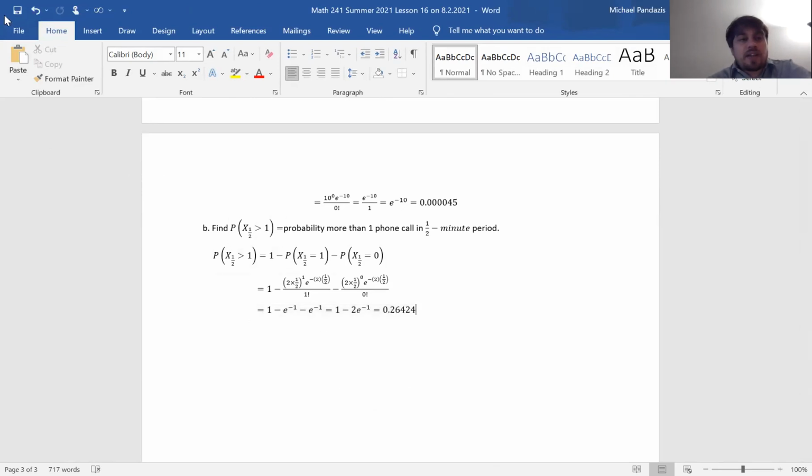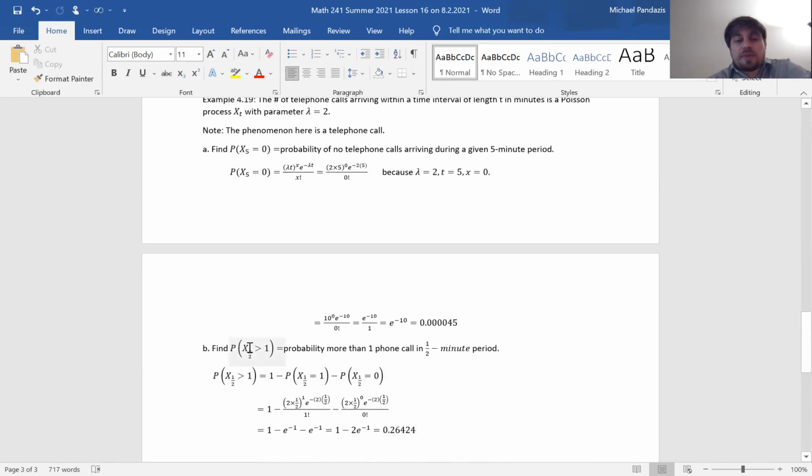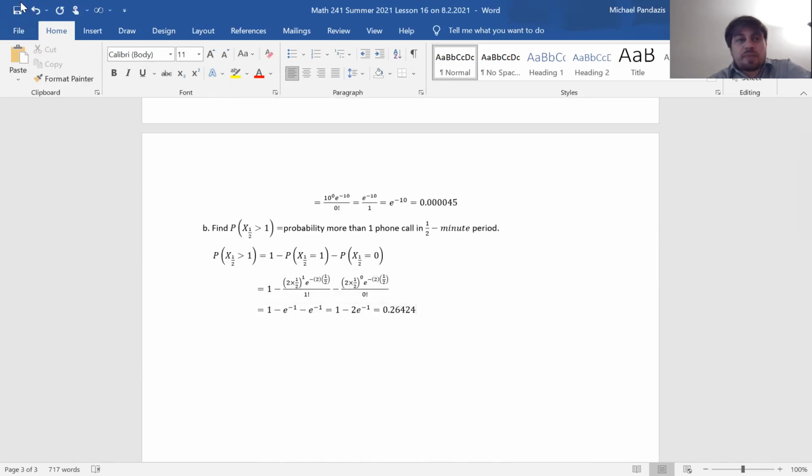Okay, and so here in this example 4.19, we calculate a value of x of t for some t, and we find the probability of x of t being greater than the number. So this is practice in calculating values of a Poisson probability function. And this is 4.5.5.4, and it's called the parameter lambda.